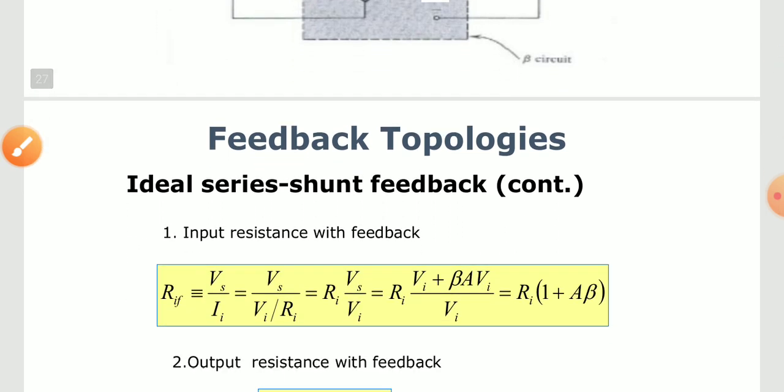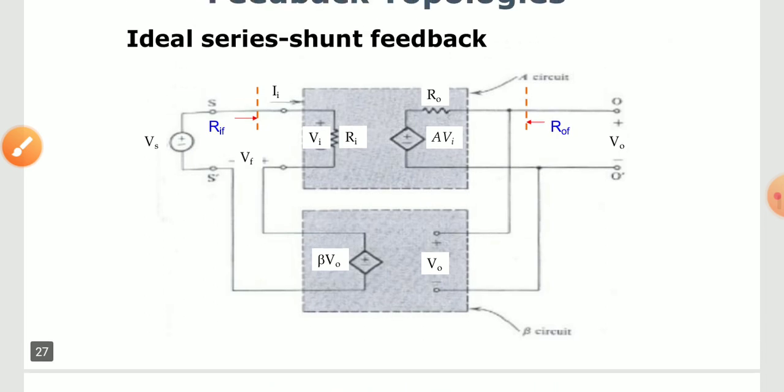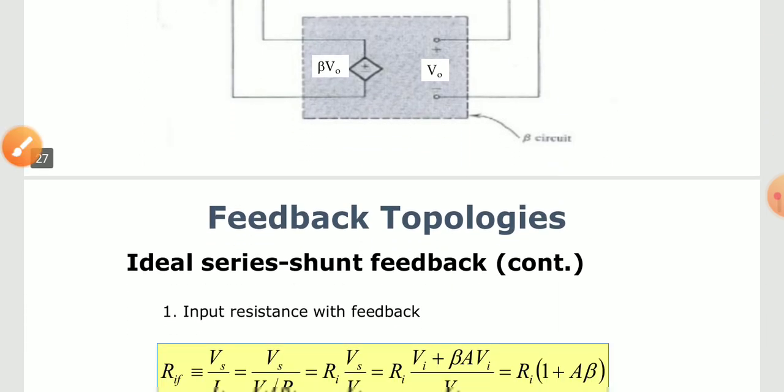So this is obviously Vs by Ii, because resistance is defined as voltage by current. At the input side, Vs is the source and I of I is the current. So if you check this block, Ii is used as the input current, and the voltage source is defined as V of S. So the input impedance for the total feedback circuit will be defined as such.